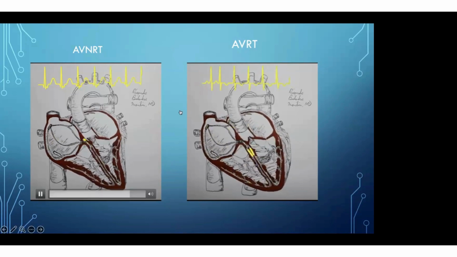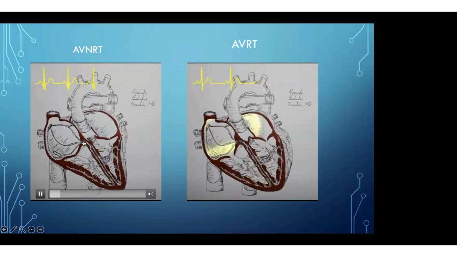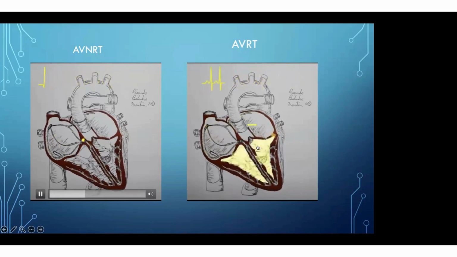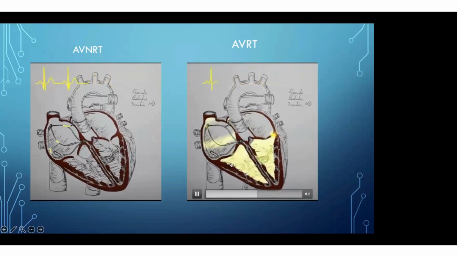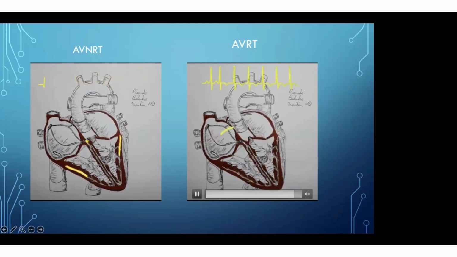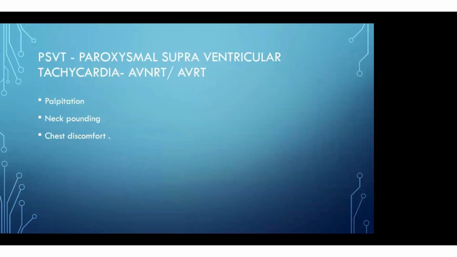Both are circuits. In AVNRT, the nodal circuit is revolving around the node. In AVRT, it's atrioventricular, atria and ventricle both affected. You will know paroxysmal supraventricular tachycardia, AVRT, AVNRT: palpitation, neck pounding. There will be no difference in the treatment also, because in both the common area affected is the node. So if we block the node, the circuit will be broken, and the patient will have relief of tachycardia.